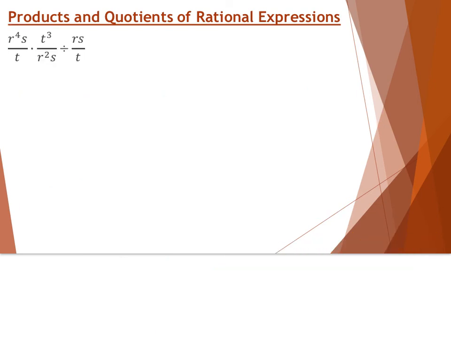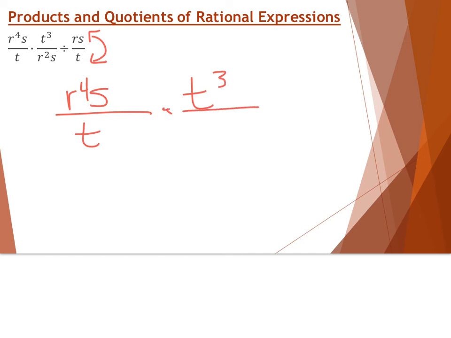And last but not least, we have this guy. So sometimes you're going to be multiplying and dividing 3 pieces together. So I want to rewrite this so that my very last fraction, instead of being divided by rs divided by t, we're going to go ahead and flip the fraction. So we have r to the 4th s all over t times t to the 3rd all over r squared s. Oh, this one's going to be fun. So much is going to cancel. And then this guy flips, so I'm left with a t on top now, and then rs is on the bottom. So let's go ahead and cross cancel.